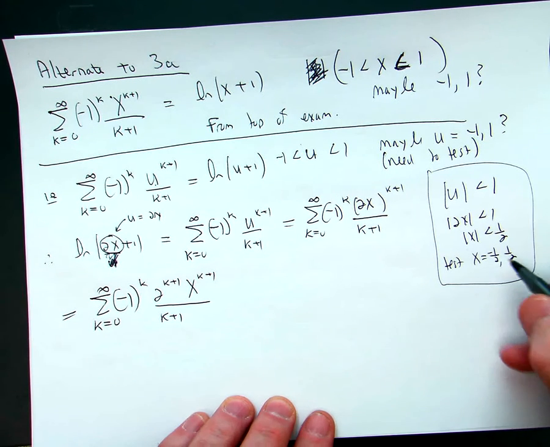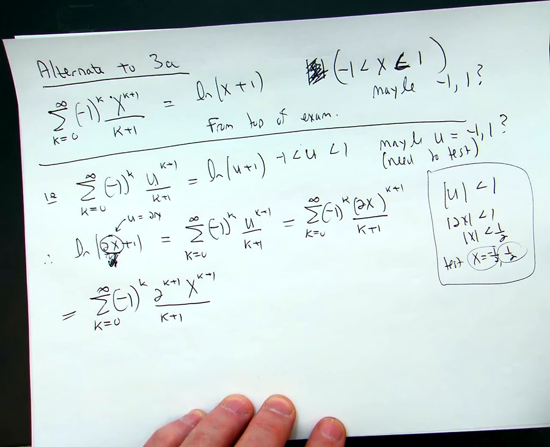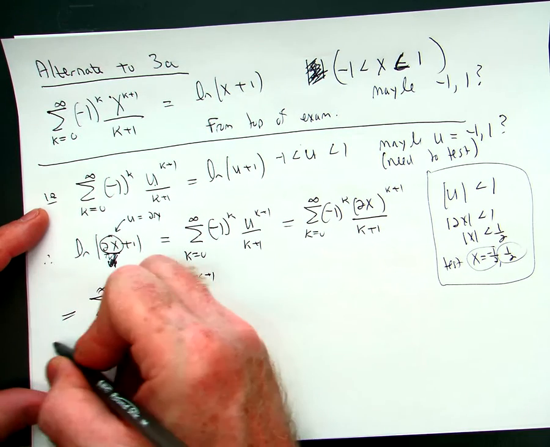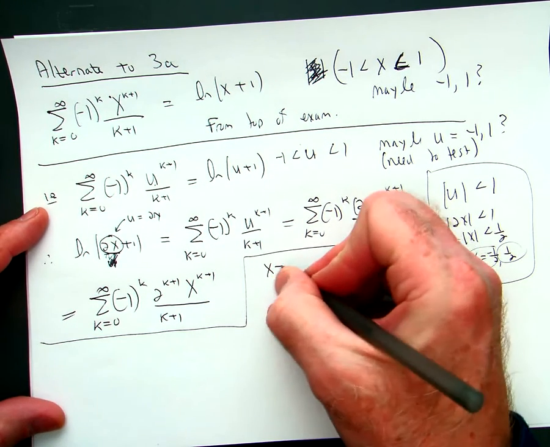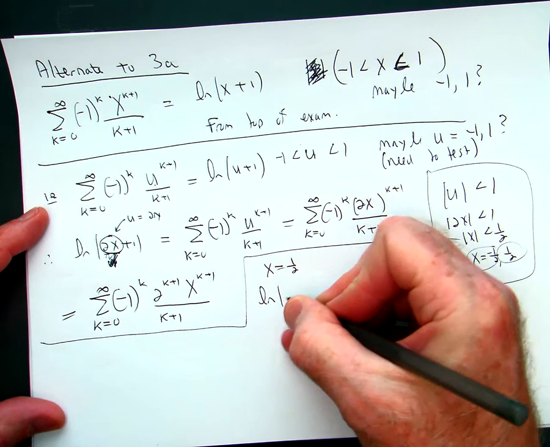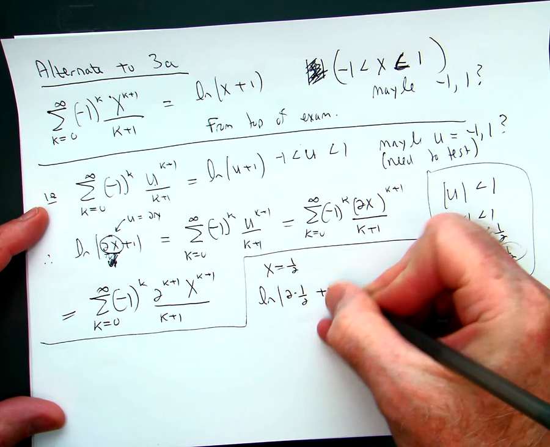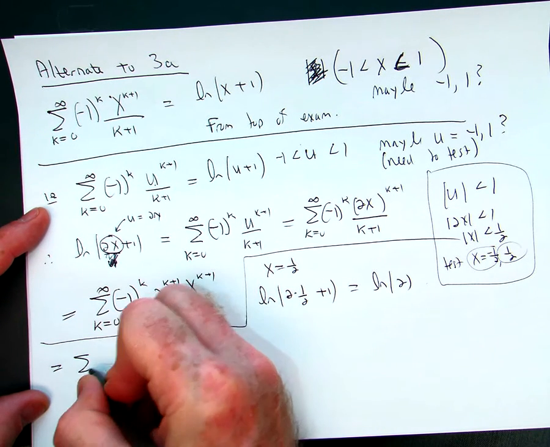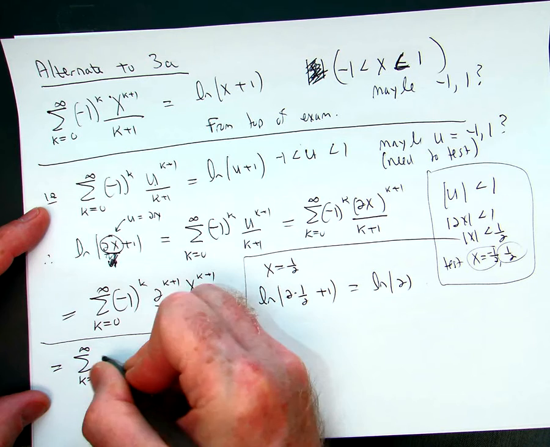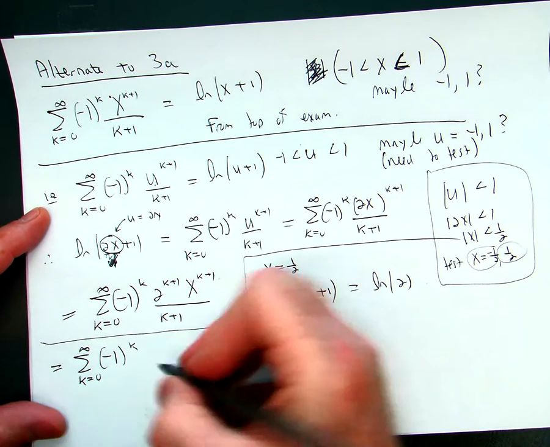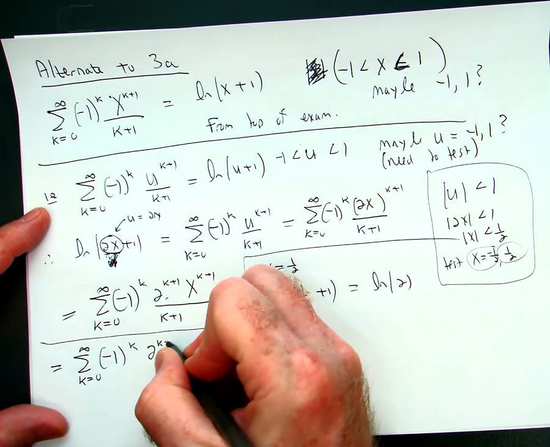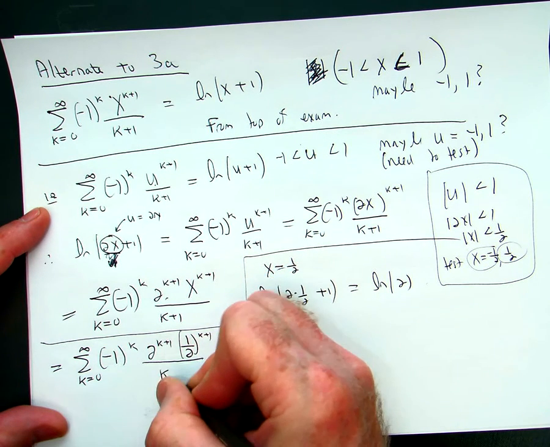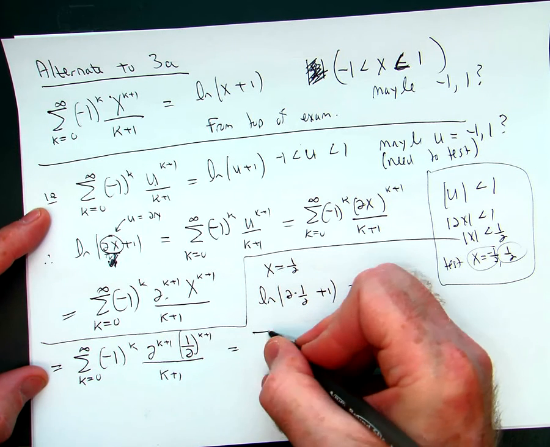Now the only thing I don't know about is what happens here, and then I also have to figure out what log 2 is, but if I plug in 1/2, you'll see. So I'm going to plug in x equals 1/2. If this converges, I'll have the log of 2 times 1/2 plus 1, which is log of 2, and this is going to be equal to this series right here. I plug in 1/2 to the k plus 1 over k plus 1. And you see what's going to happen here. I'm going to get a cancellation.